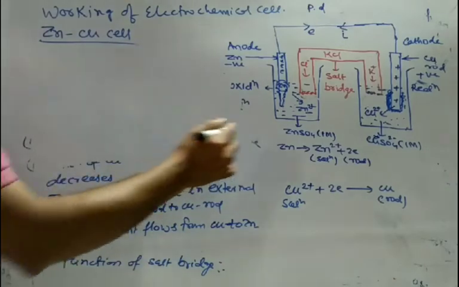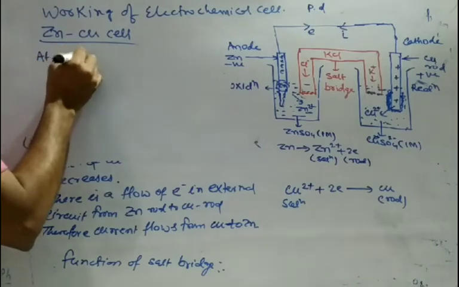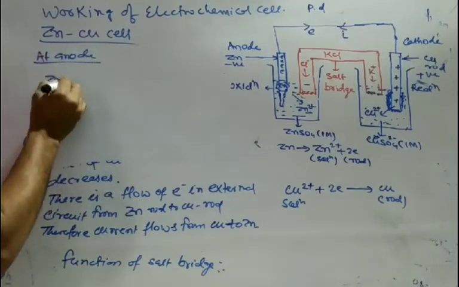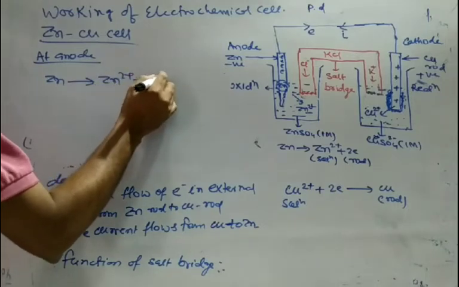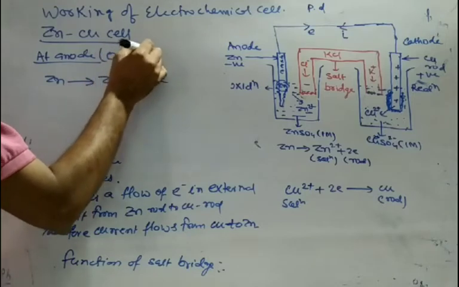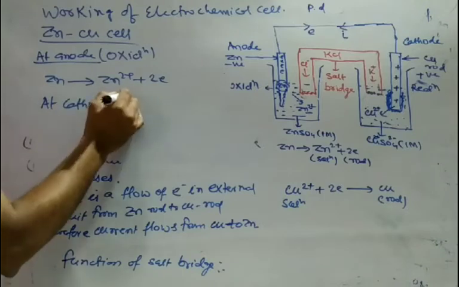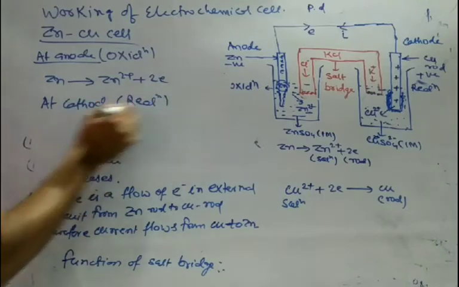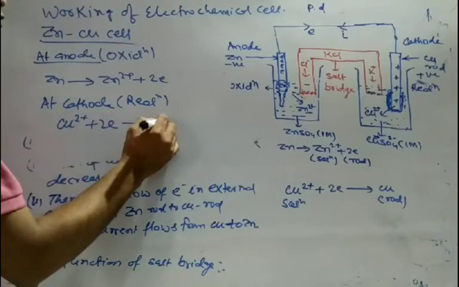You have observed that at the anode, what actually happens? Zinc loses electrons and gets converted into Zn2+ ion. So oxidation reaction takes place, and at the cathode reduction takes place. Cu2+ ion plus 2 electrons gives Cu.